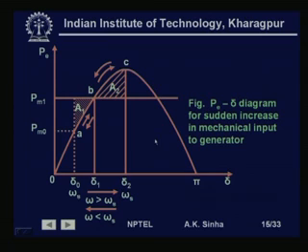This is valid only for a single machine infinite bus case, because for multi machine case we will not be getting this P delta characteristics like this. So, we have reduced our system to a single machine connected to infinite bus, where the P delta characteristics for the machine can be shown like this, and with this we can analyze the stability of a single machine infinite bus system.